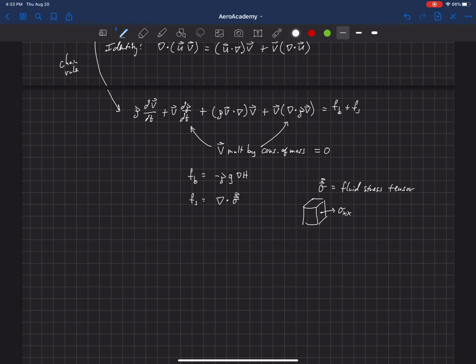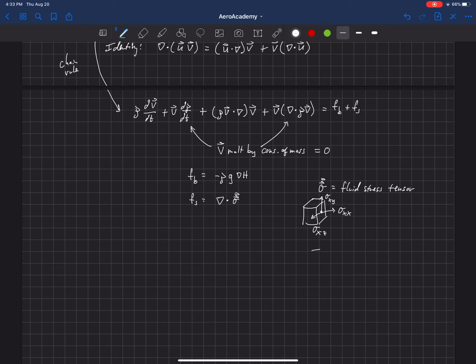Then we can also have on this surface a stress in the y direction. So that would be sigma sub xy. It's on the x surface, or on the plane that's normal to the x-axis, but it's in the y direction. And then we can also have a stress on the plane that's normal to the x-axis, but in the z direction. So that's sigma sub xz.